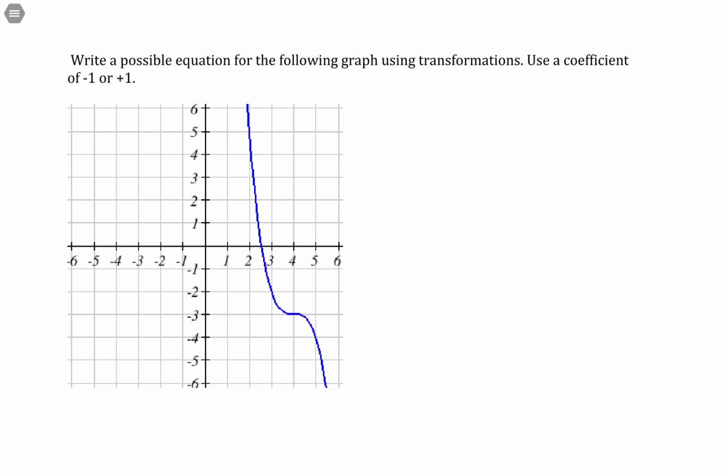Write a possible equation for the following graph using transformations. Use a coefficient of -1 or +1. So to do this, what we have to do is know what the basic shapes of graphs look like.